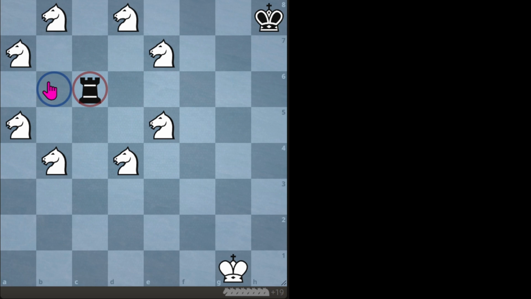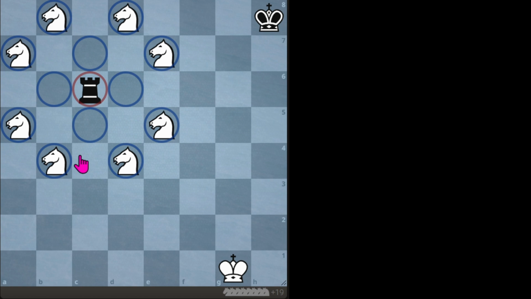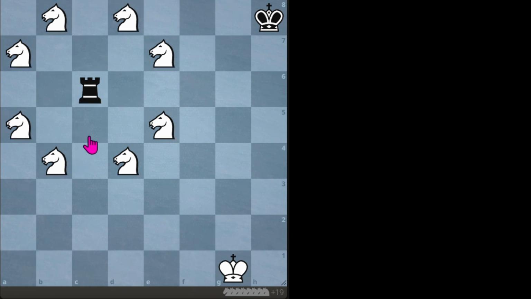For example, the dark squares. The dark squares that are the closest. And now in a moment we'll see whether the rook will be hanging or not. And now, what are the ideas?